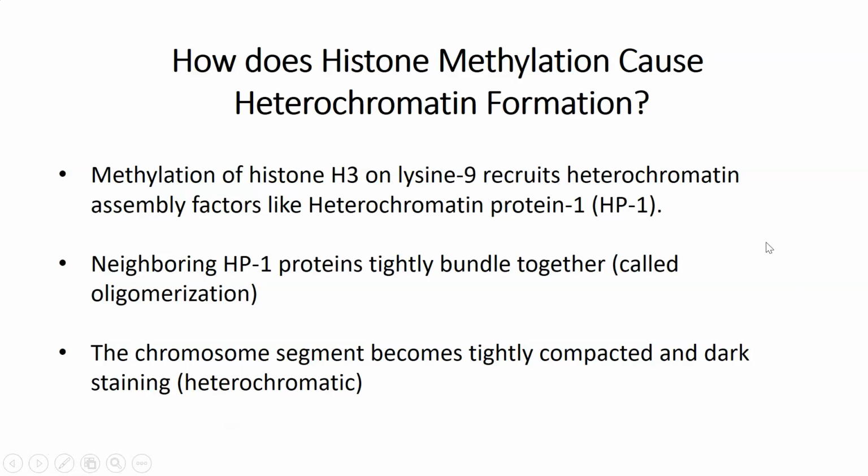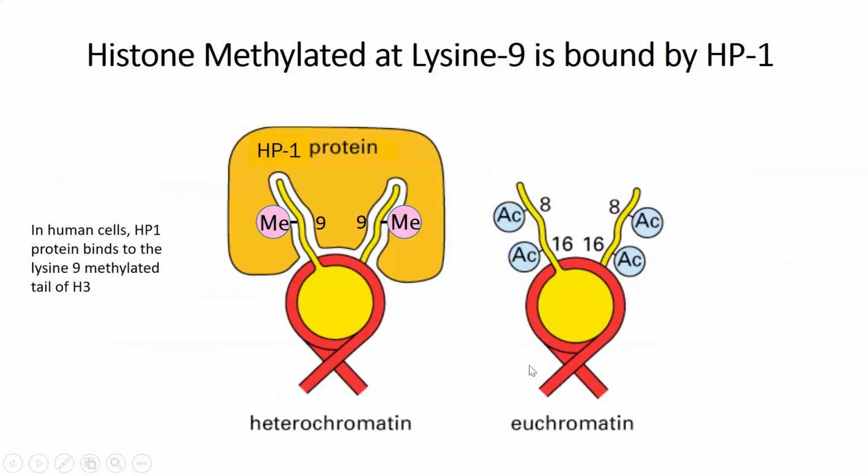And if multiple nucleosomes have HP1 bound to their methylated histone tails, the neighboring HP1 molecules kind of band together into a bundle, and that's called oligomerization. This tightly packs nucleosomes and is what's thought to be the main cause for the tight packing seen in heterochromatin. So this is illustrated on the next slide here.